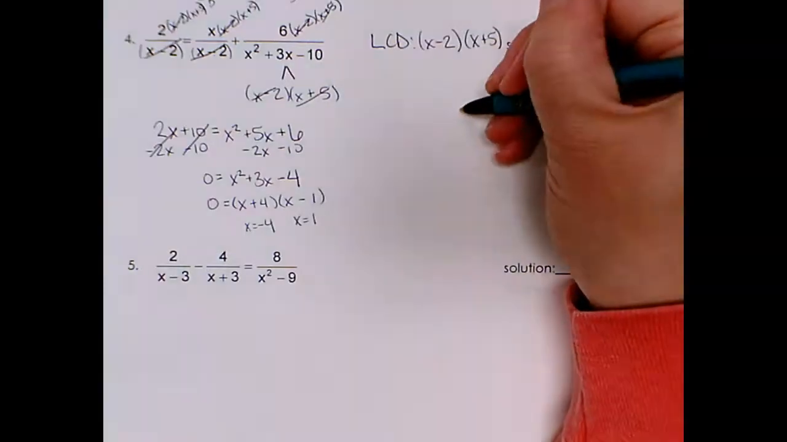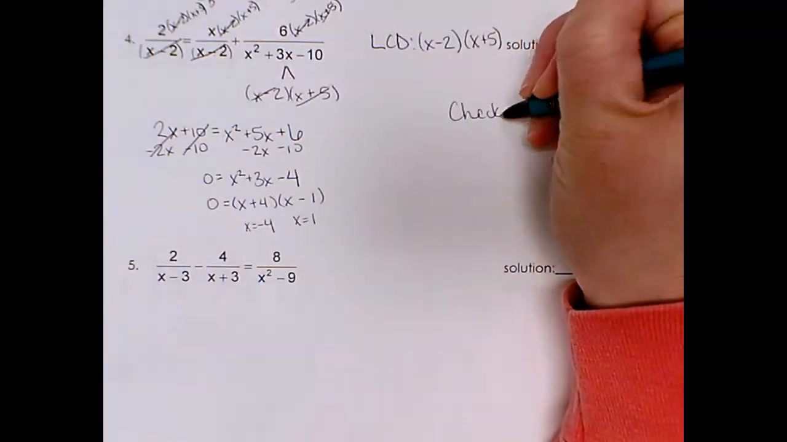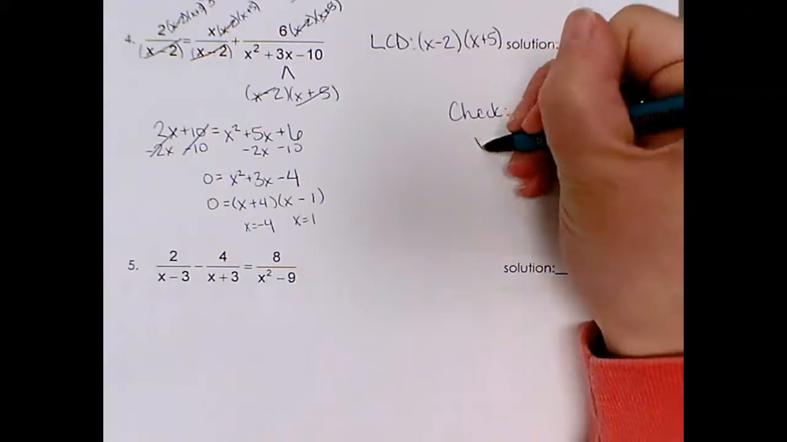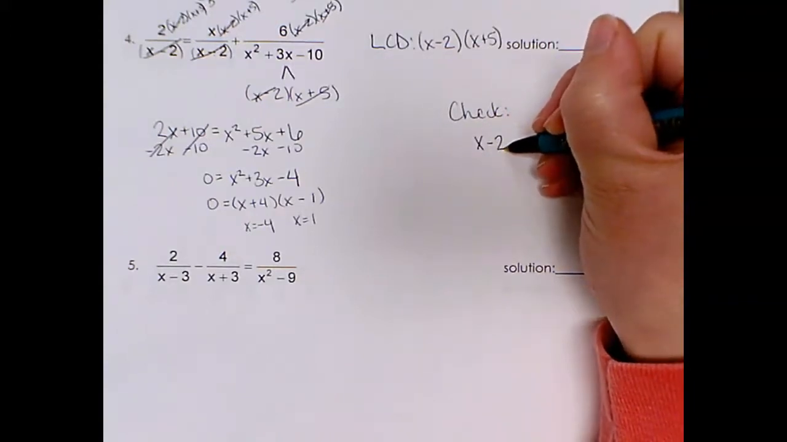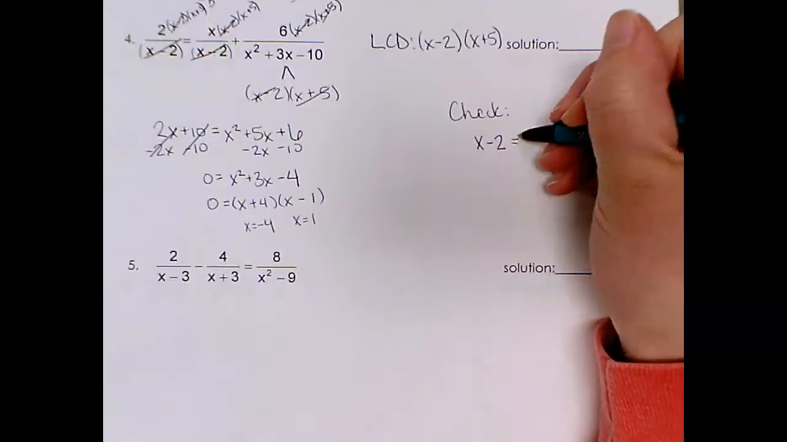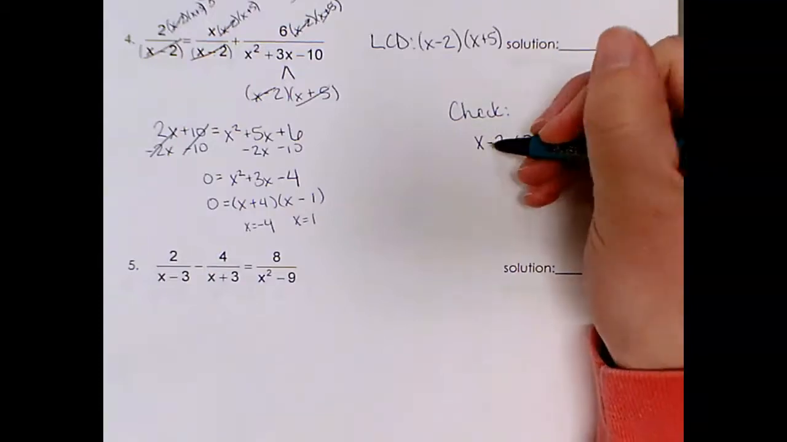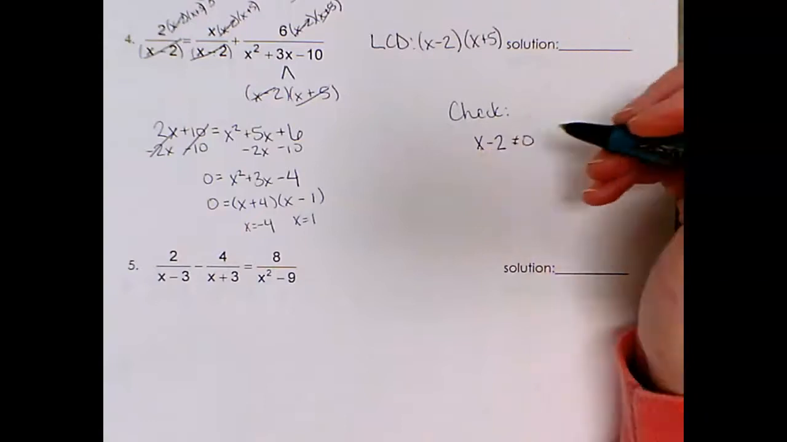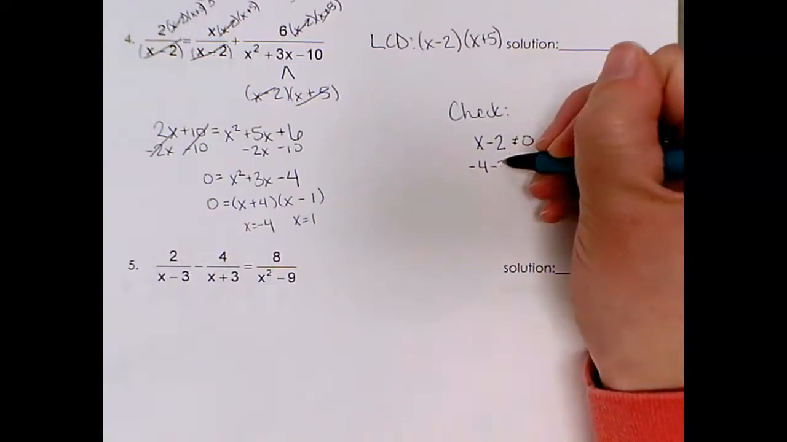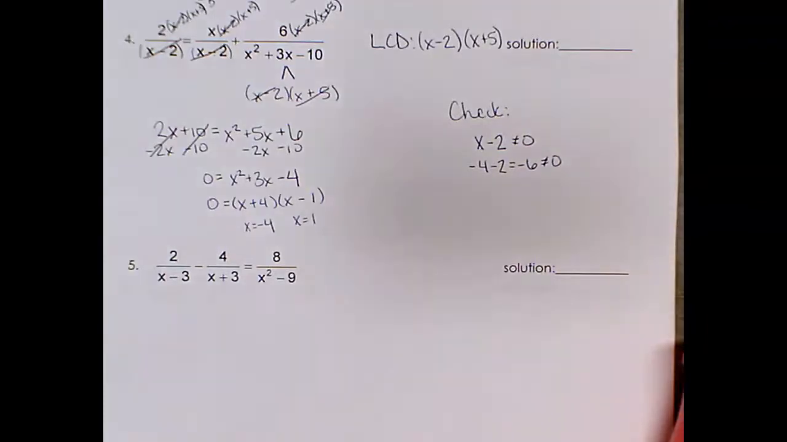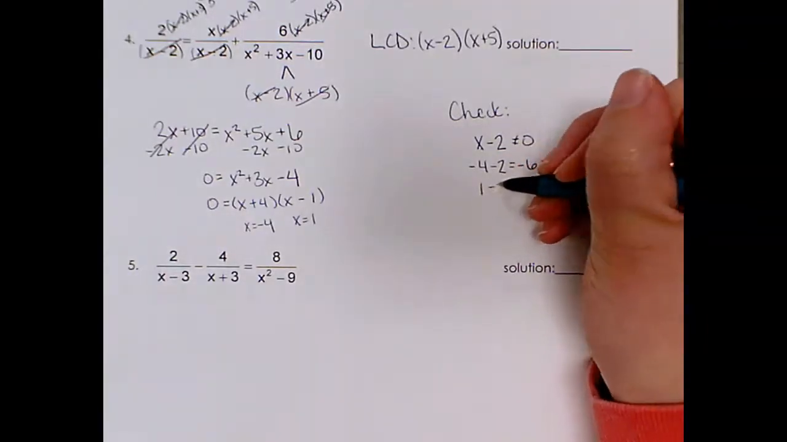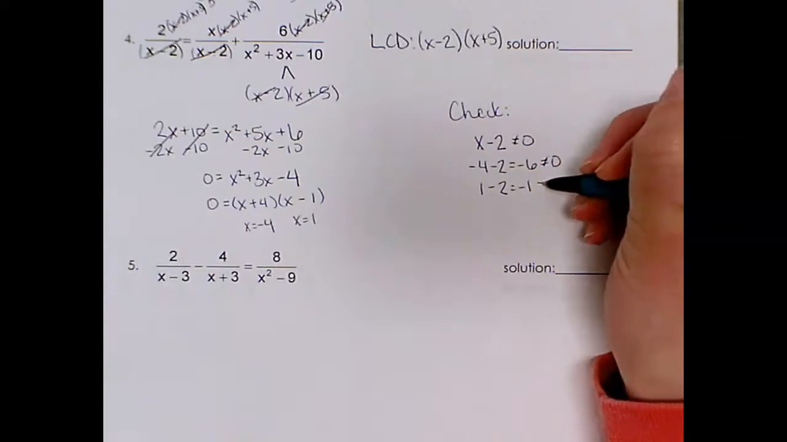So to check, x minus 2, I need to check. I don't want it to be equal to 0. If x is negative 4, that equals negative 6. That's not equal to 0. That's good. If x equals 1, 1 minus 2 is negative 1. That's not equal to 0.